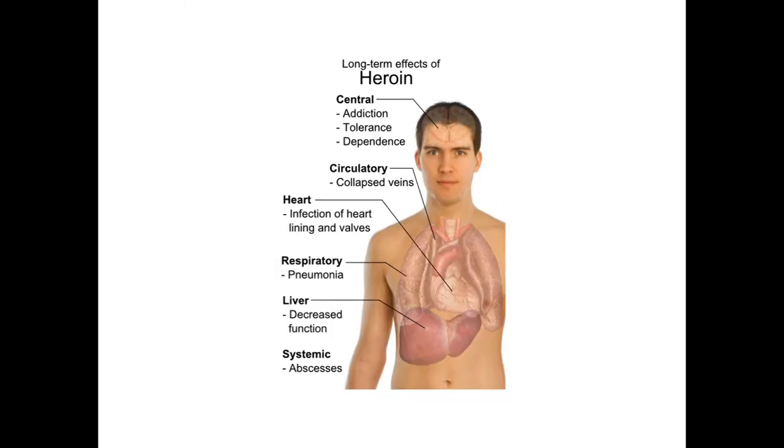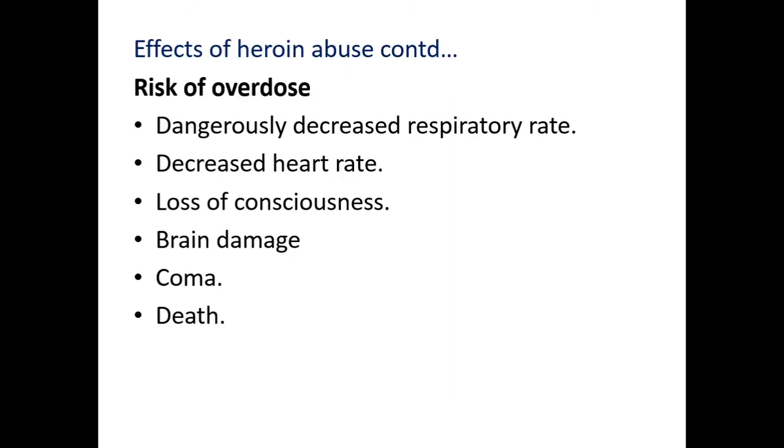Here you can see the long-term effects of heroin. In the central nervous system: addiction, tolerance, and dependence, three things caused by the brain. Circulatory system collapse, veins will be collapsed. Then heart infections are common. Respiratory infections, pneumonia, can be commonly seen. Then liver function will be reduced, and abscesses can be formed systemically.